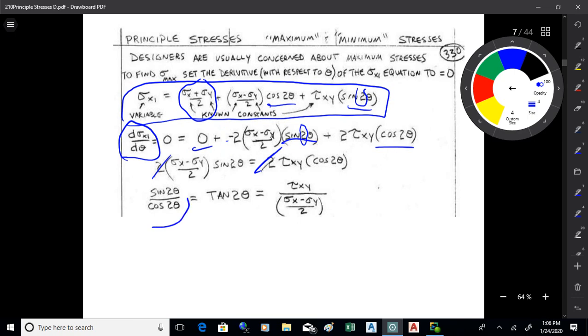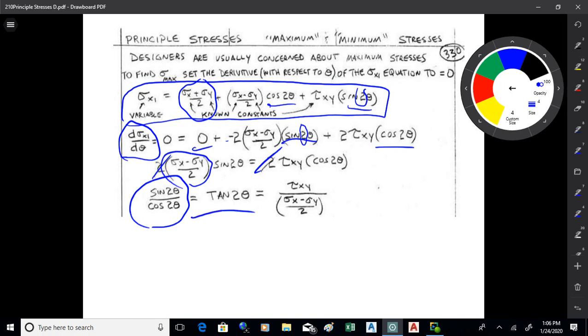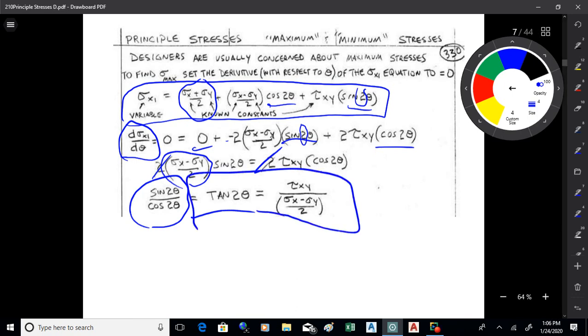So we can divide both sides by the cosine, divide both sides by (sigma x minus sigma y) over 2, and we get tangent of 2 theta is tau xy over (sigma x minus sigma y) over 2. Okay. So that's the formula that we're going to use. It's still a little bit involved, of course, but what that does is it tells us where the maximum normal stress occurs. And that's equation 27. So this is pretty key here because it tells us where that maximum stress is going to be in an element.